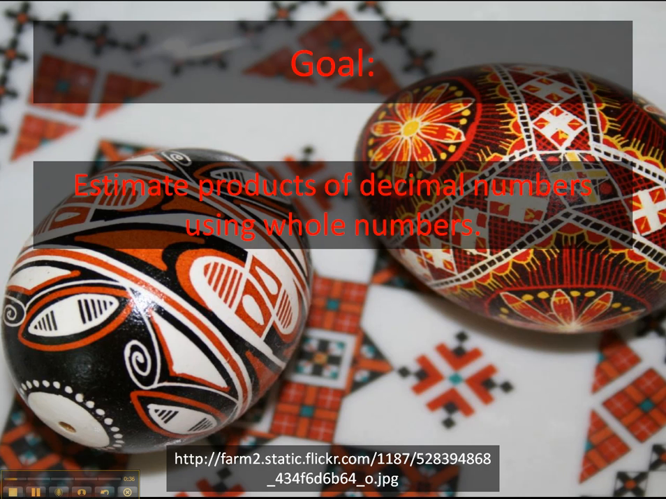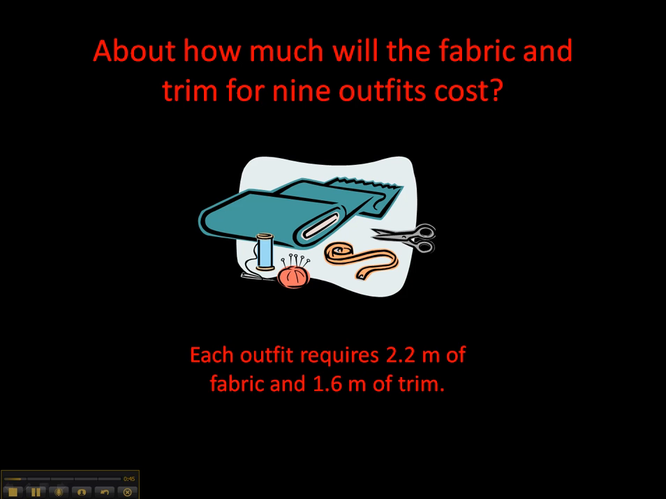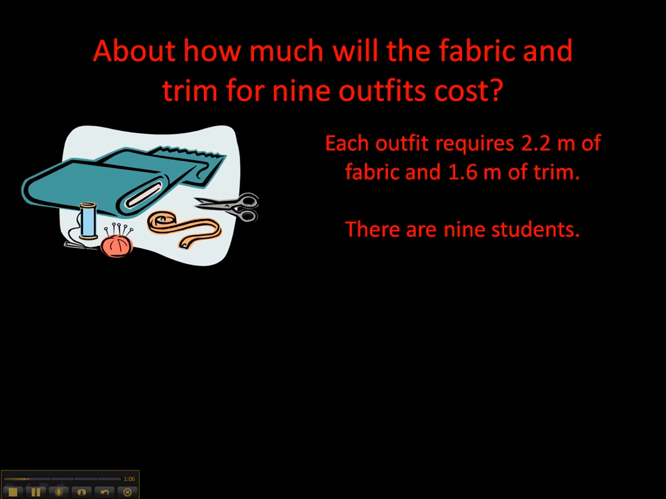And in our book, we are talking about Ukrainian culture, and so I've got a couple of pisanki here, which are Ukrainian Easter eggs. We have students that are preparing for a multicultural presentation, and they are going to be making Ukrainian outfits. They want to know how much the fabric and trim for 9 outfits will cost, and each outfit requires 2.2 meters of fabric and 1.6 meters of trim. So we have 9 students because we're making 9 outfits.